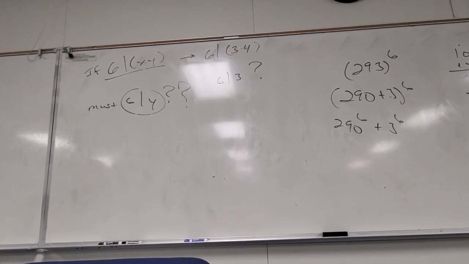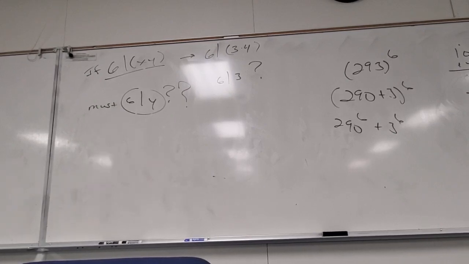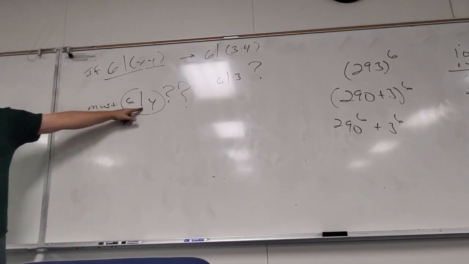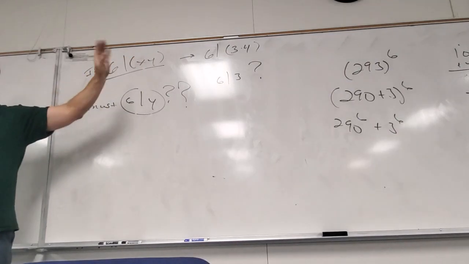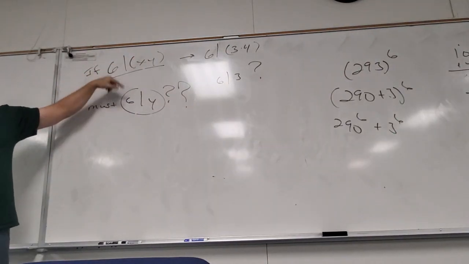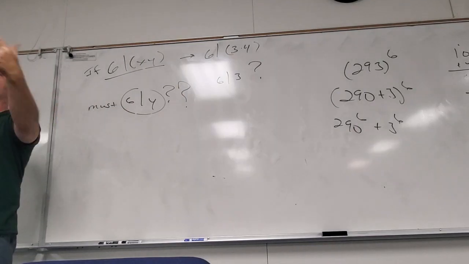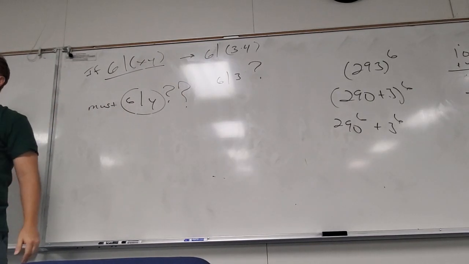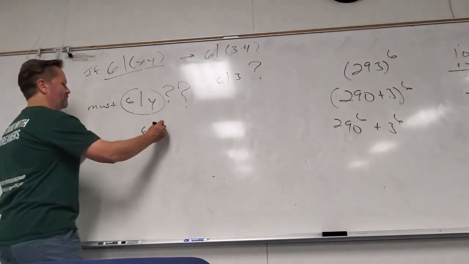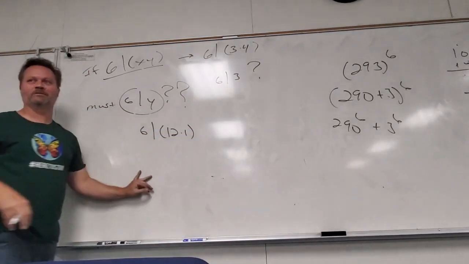So right there, that's what's known as a counterexample. A counterexample is a specific example that goes against what's supposed to happen. So this said, if this, must this be true? There's a counterexample? No. Now, could this be true? Yeah. What's the simplest way to factor 12 and 1? The simplest way to factor 12 is 12 times 1.